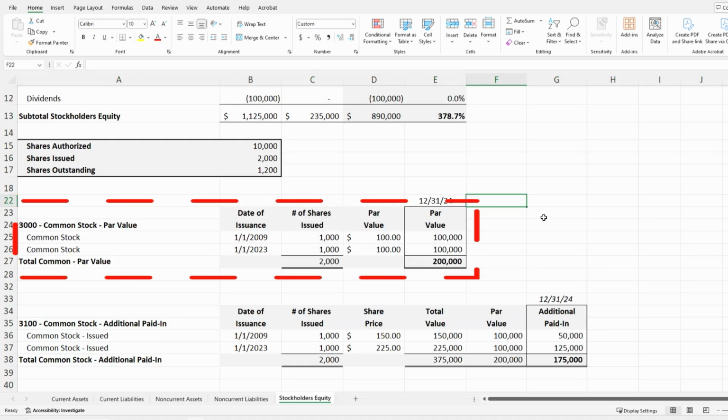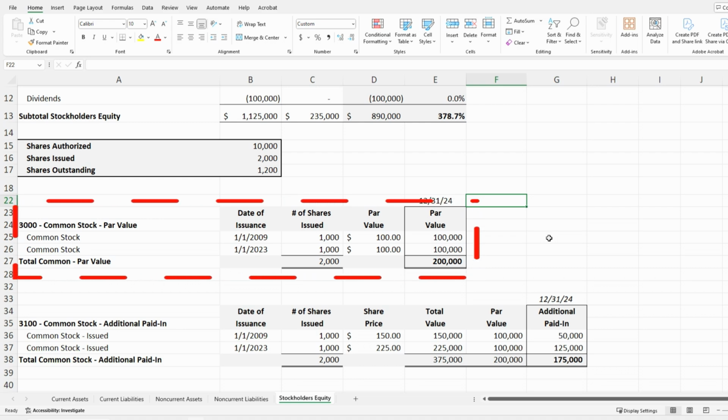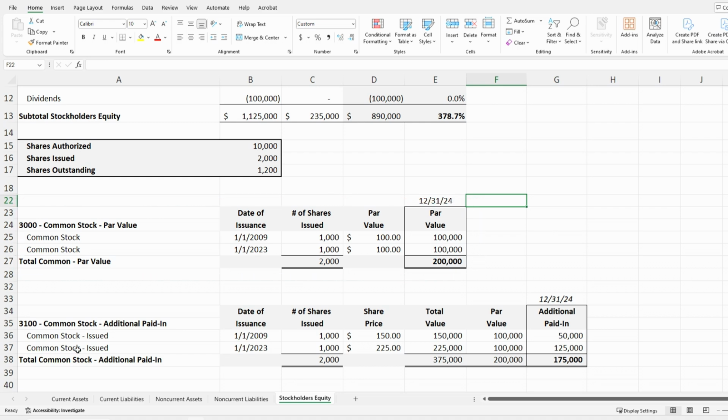I'm going to leave 3,000 common stock par value there so you can see the full situation that's happening here. Anything over the par value is going to get recorded to additional paid-in capital. So for example, in our 3,100 common stock additional paid-in capital account, in 2009, when we issued the 1,000 shares, the share price was actually $150, which was $50 over the par value. So the total amount we raised in 2009 when we issued those shares was $150,000.